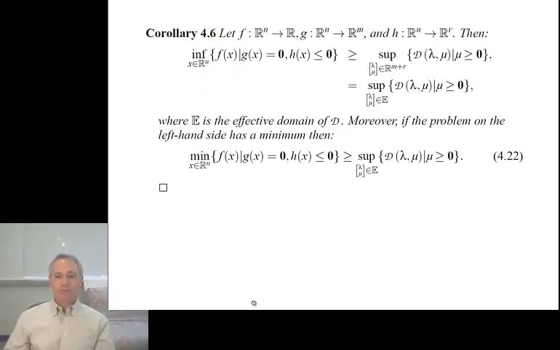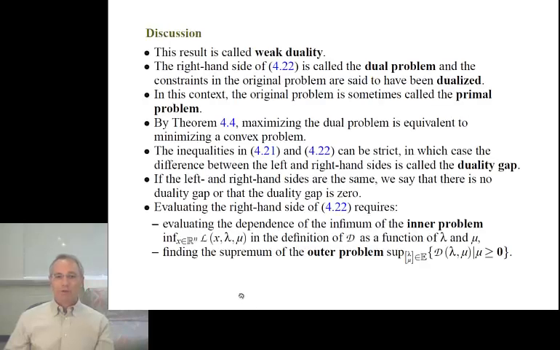So from that basic theorem, we get a nice corollary. f, g, h are functions. The inf of my original problem is greater than or equal to the sup of the dual function over non-negative mu's. Sup over lambda and mu in the effective domain of the dual, given non-negative mu's. Furthermore, if the problem on the left-hand side has a minimum, then the minimum of the original problem is greater than or equal to the sup. That result, that greater than or equal to result, is called weak duality.